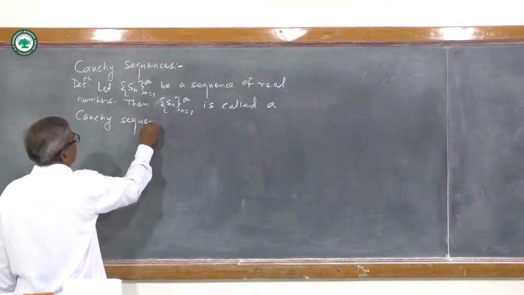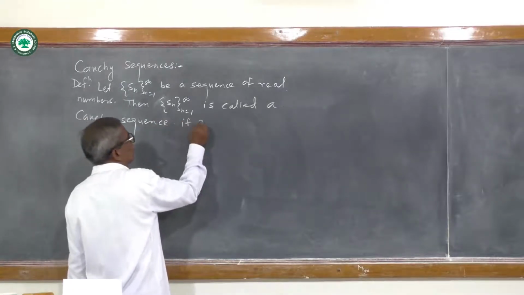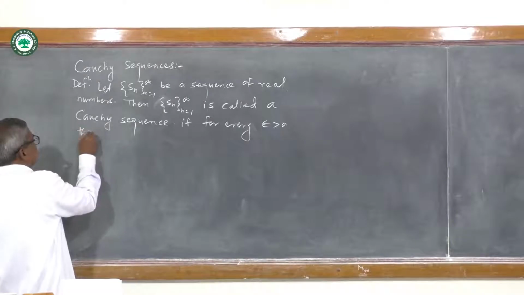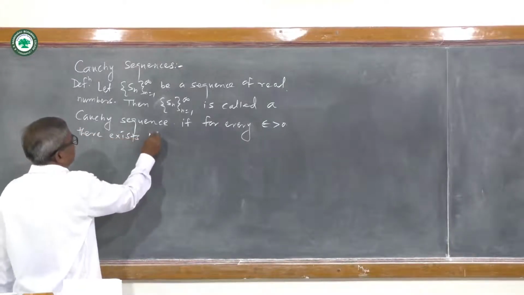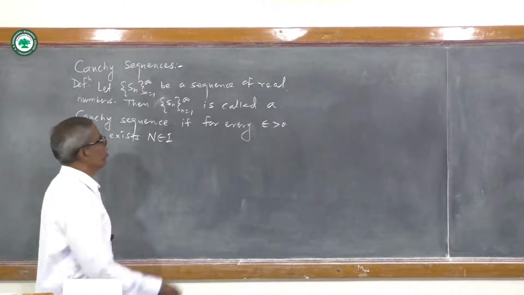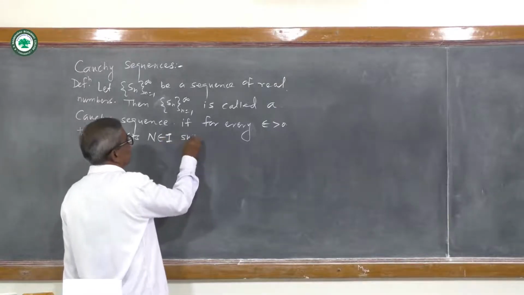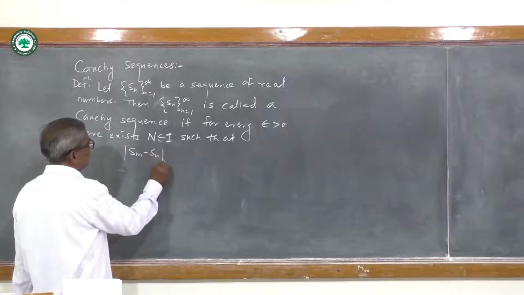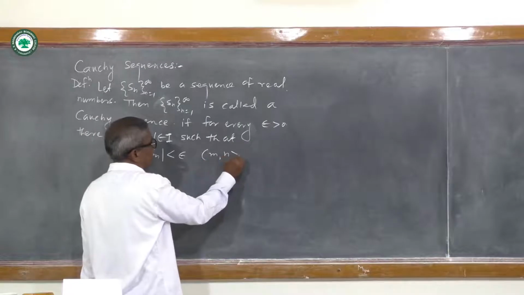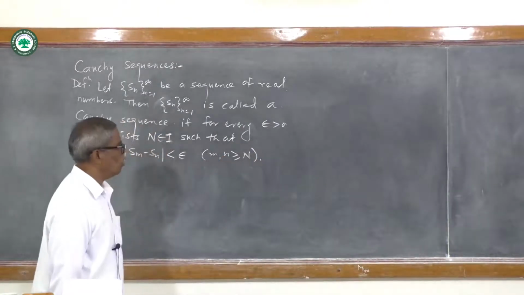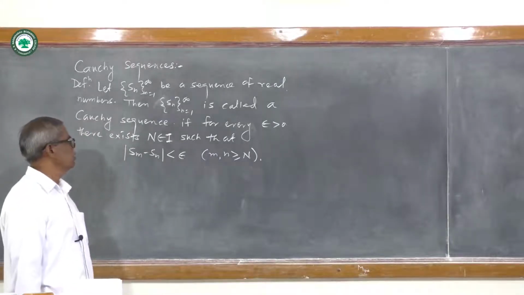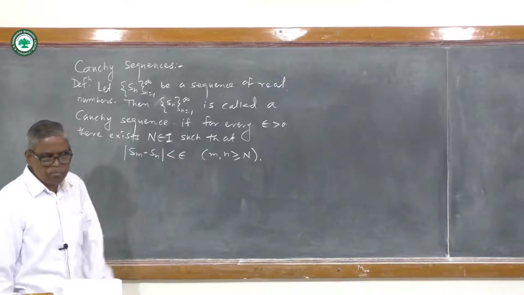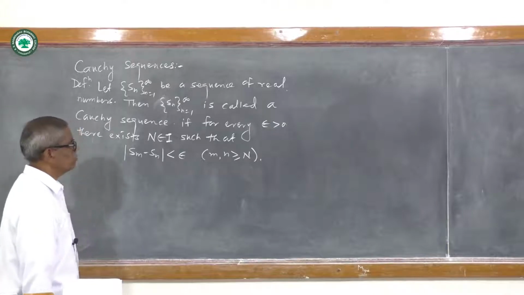Cauchy's sequence if for every epsilon greater than 0 there exists a positive integer capital N, where capital N belongs to I, such that modulus of S suffix m minus S suffix n is less than epsilon for all m, n greater than or equal to capital N. This condition can be written as modulus of S suffix n minus S suffix m is less than epsilon for all m, n greater than or equal to capital N.